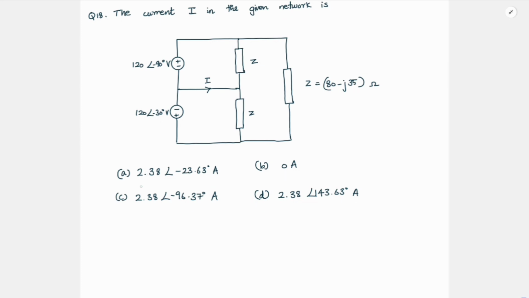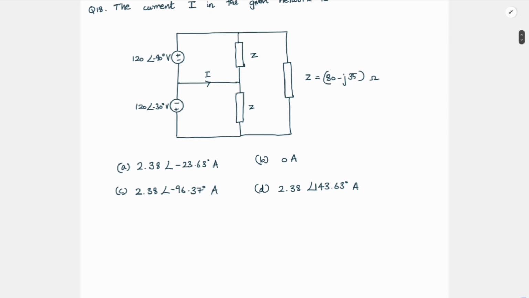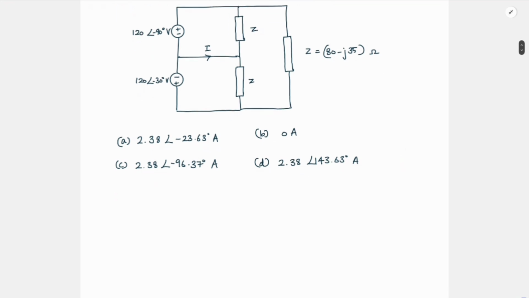If you see in all the other three options, the amplitude or the magnitude is 2.38. So if we confirm that it is not 0 ampere, we only need to find the angle of the current I. If we find the magnitude and we see that it is 0, then we can choose option B. Okay. So with this information, let us proceed.